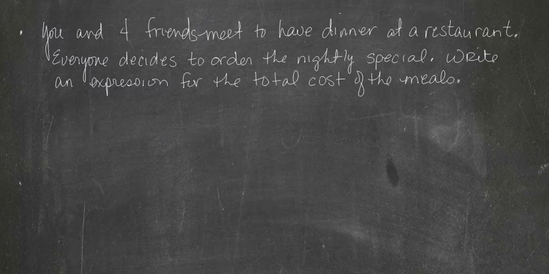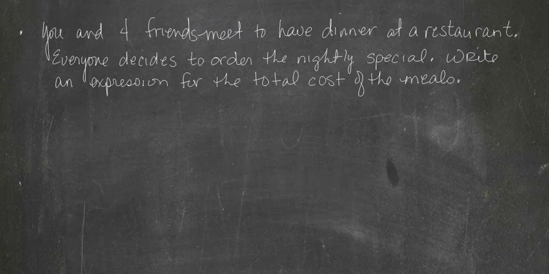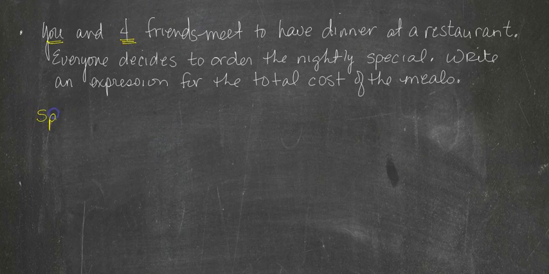You and 4 friends meet to have dinner at a restaurant. Everyone decides to order the nightly special. Write an expression for the total cost of the meals. Okay, so let's see the information that's important. Well, you and 4 friends, so 5 people. I'm not even thinking yet about what the question is asking me to write. I'm just thinking, what is all the information that might be valuable? Meet to have dinner at a restaurant. Everyone decides to order the nightly special. Write an expression for the total cost of the meals.